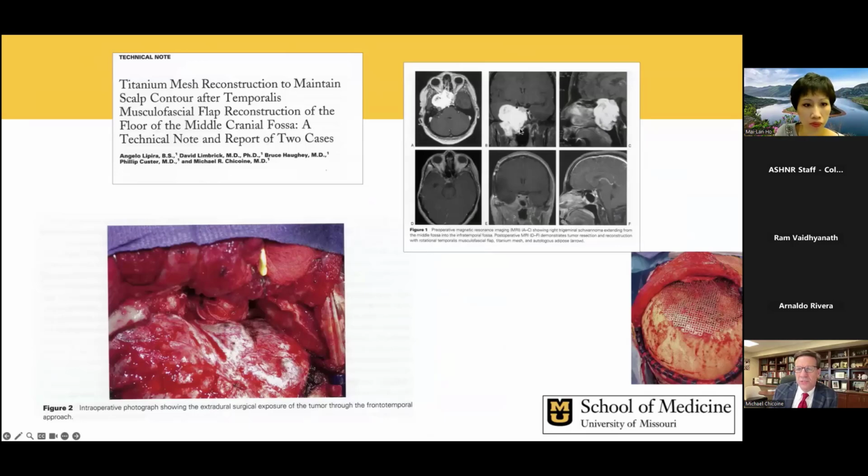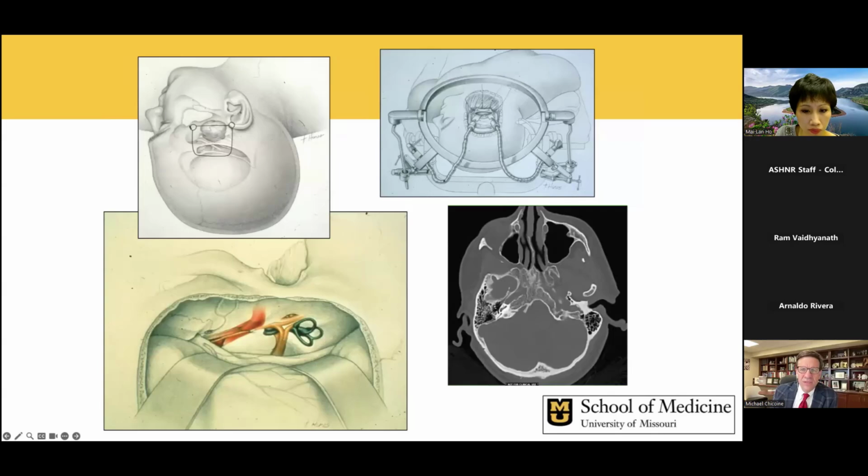So here's the preoperative images there. We've used the temporalis muscle to reconstruct the floor, and then titanium and other autologous tissues to reconstruct that. And then when we think about the middle fossa, this is kind of in our mind's eye what we think about the floor of the middle fossa. And thinking about that anatomy, that'll come into play in some of the other cases.